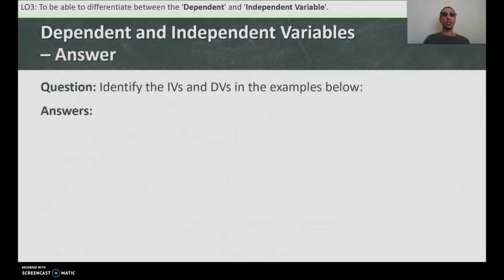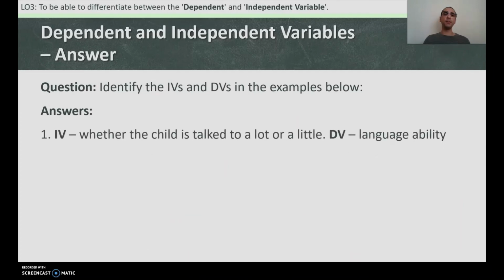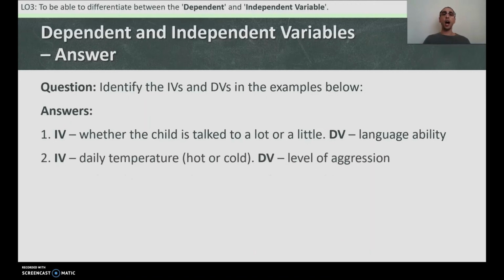Right, let's have a look at the answers, shall we? Number 1, the IV was whether the child was talked to a lot or not, and the DV was language ability. Number 2, the IV was the daily temperature. Was it hot or cold? That was what was changing. We're not necessarily changing it, but that's what was being changed. And the DV was the level of aggressiveness. Was the day being hot or cold affecting their level of aggression?